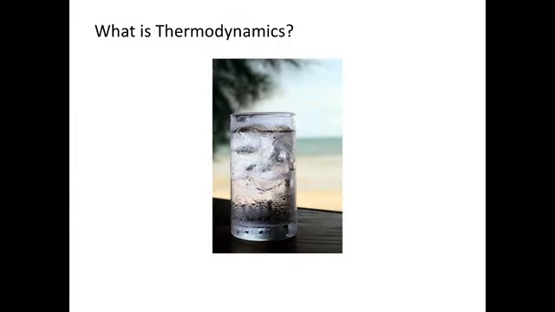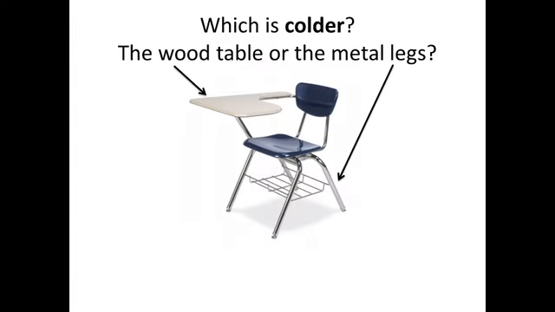Okay, here it is. Let's play a game called Hot and Cold. Imagine a desk, the kind you'd find in a typical classroom. You know the kind, the wood desk is attached to the chair, like you see here in the slide. Which one is colder, the wood table or the metal legs? Quick, tell me, if you touch it, which one's colder? Yeah, the metal, right? Okay, which one is colder, the metal screws or the plastic seat? Yeah, the metal screws feel colder, right?